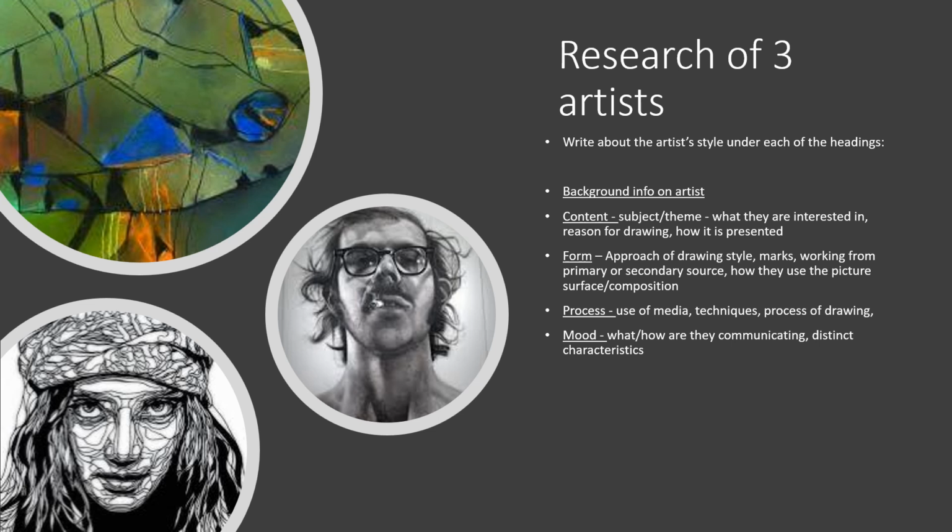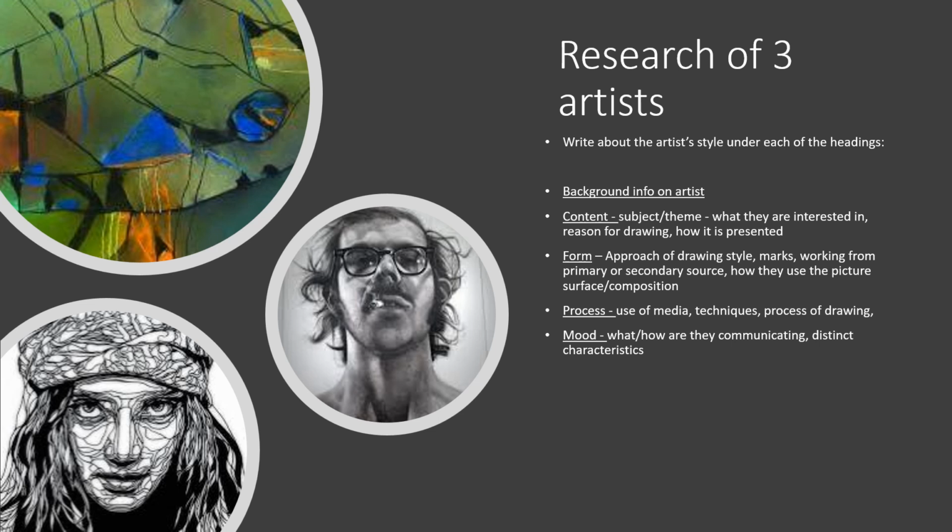So that's the approach of the drawing style. What type of marks do they use? Do they work from primary or secondary? So do they work from direct observation, having it in front of them, for example, if it's a portrait, or do they take photos and work from those photos? How do they use the picture surface? How do they compose their drawing within the paper or whatever surface it is they're drawing on? How do they compose things within there? What does the composition look like? How are things arranged? The next section is process.